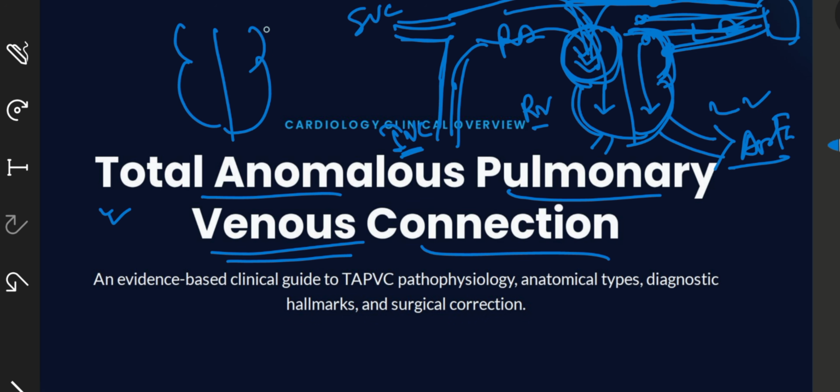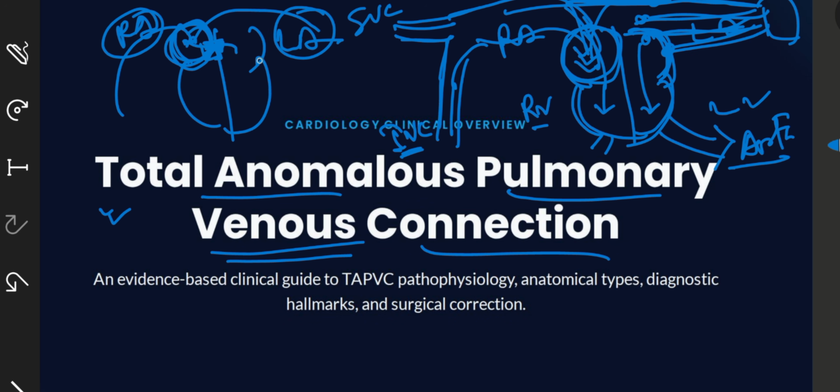So that's how the oxygenated blood enters the right atrium along with the deoxygenated blood, and there is a mixing of all the blood. From there, through the presence of an ASD or PFO, that means patent foramen ovale, the mixed blood from the right atrium enters the left atrium, and then from the left atrium to the left ventricle to the aorta. So mixed, cyanotic blood enters the body, and that is called total anomalous pulmonary venous connection.